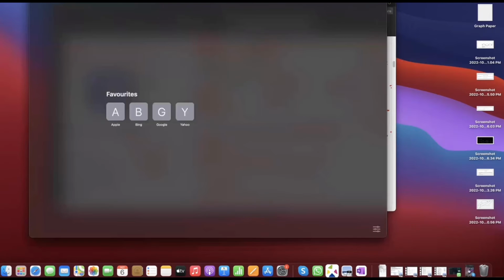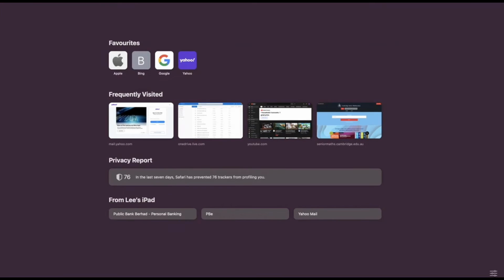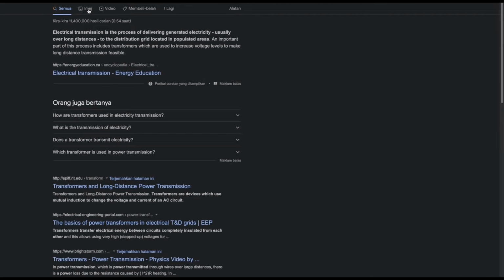When you want to channel electricity from the place where you generate it, hydroelectric, let's say, to the city, you can see something like this. Transmission of electricity and transformer. Let's look at the image only.